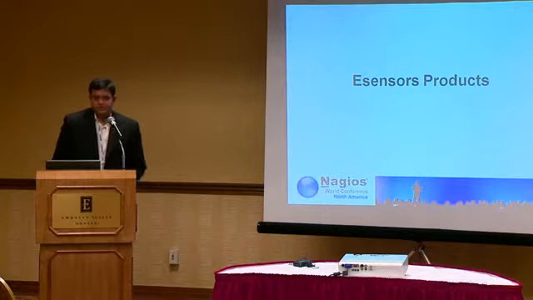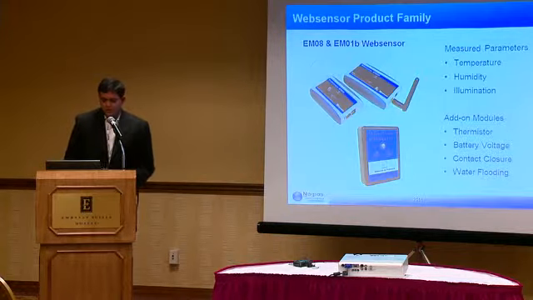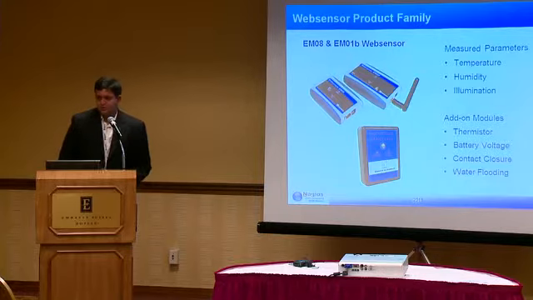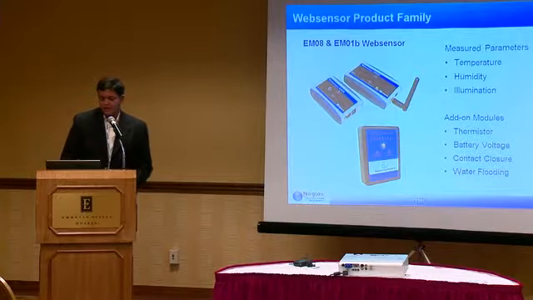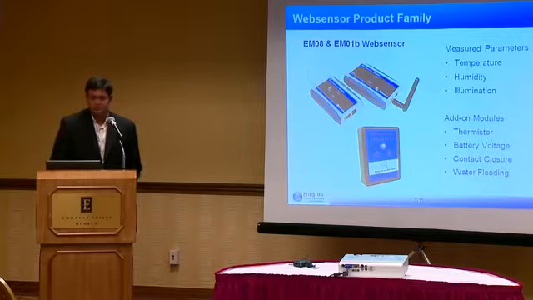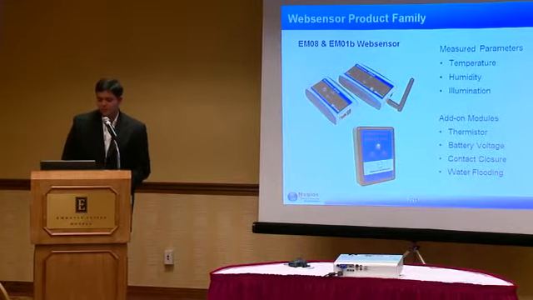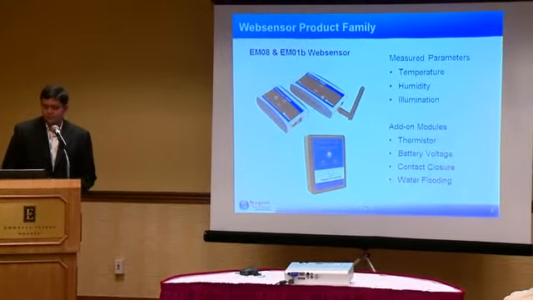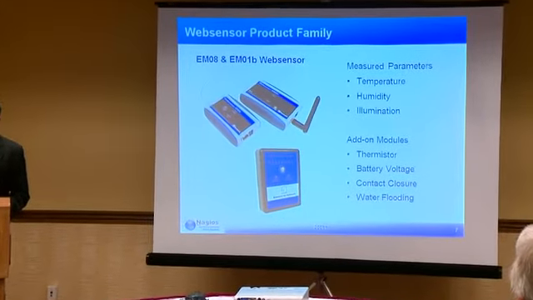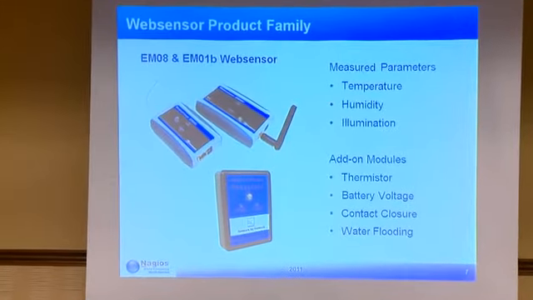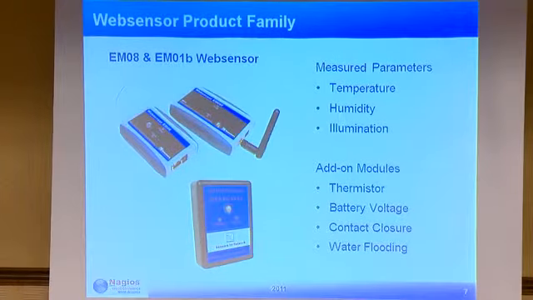And speaking of our products, the EM01 and EM08 are known as the web sensor. The EM01B was the first product which we developed, and it has proved itself well over the years. It monitors temperature, humidity, and illumination, and additional parameters can be monitored by the EM01. That was one of the reasons why it always made it to the server rooms, because it can monitor thermistor, battery voltage, contact closure, and water flooding too.